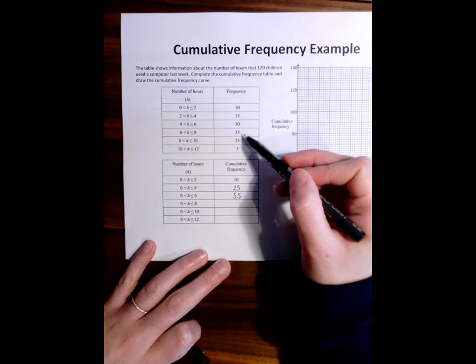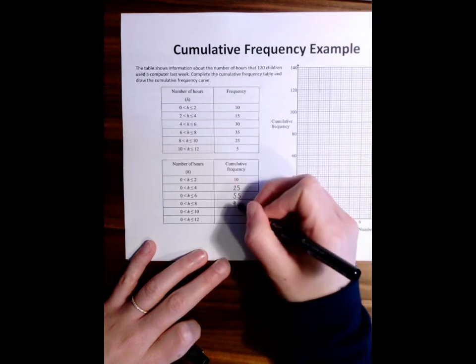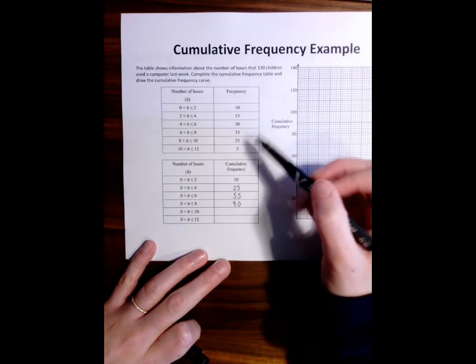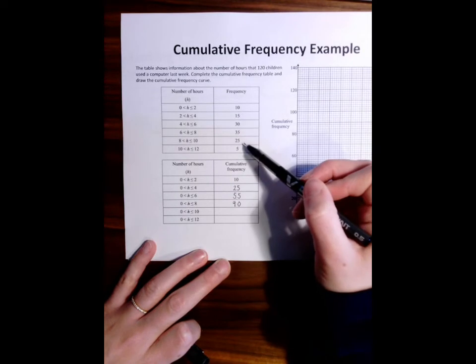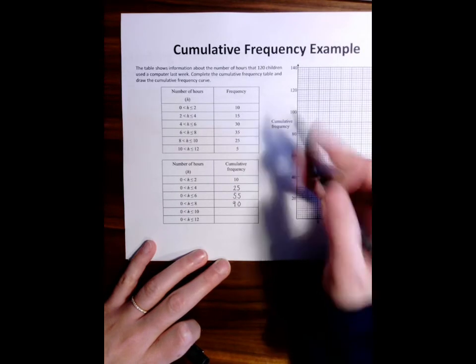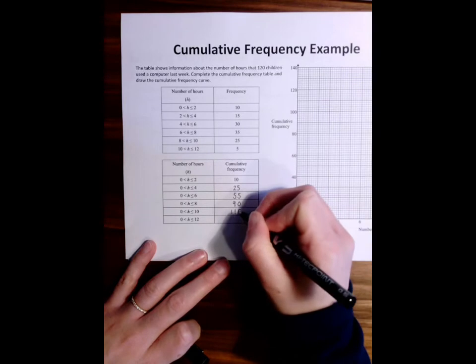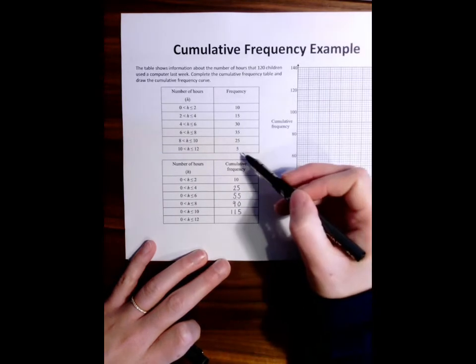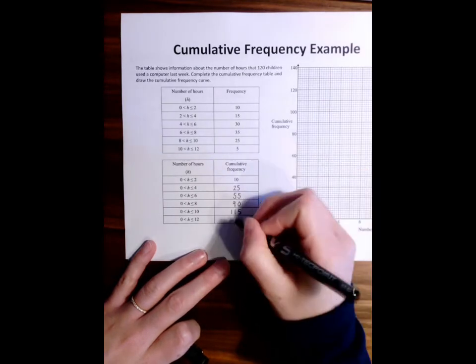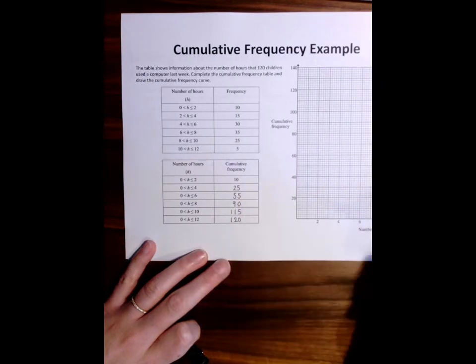Now we're doing 0 to 8, so we need to add on 35 as well, so that would be 90. Then all the way up to 10, we need to add on 25. And then finally we've got 5 for the 10 to 12, so if we added that on, it would be 120.